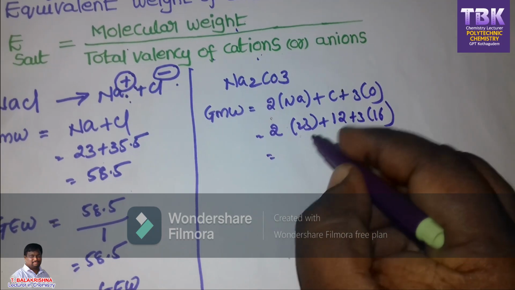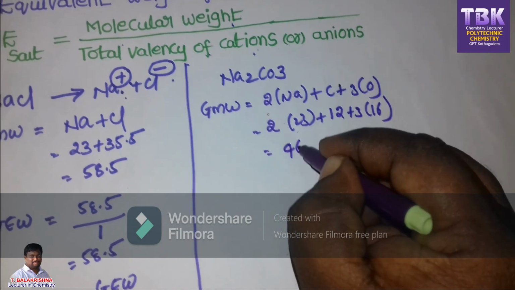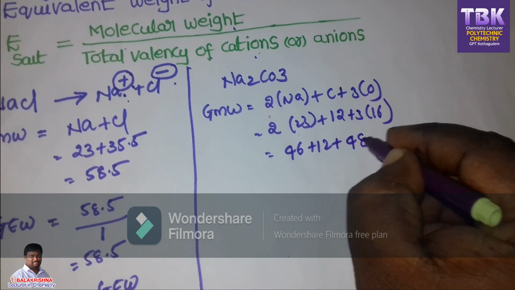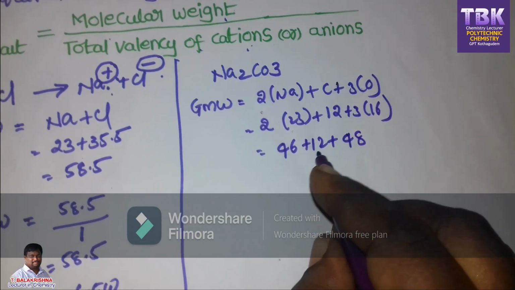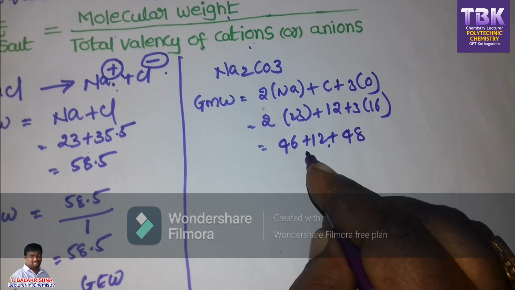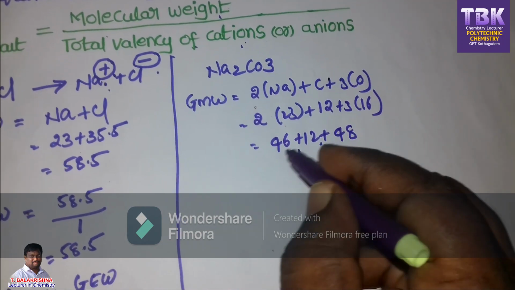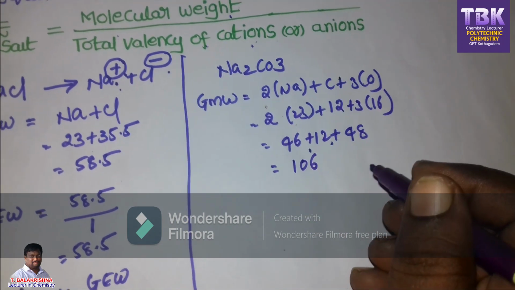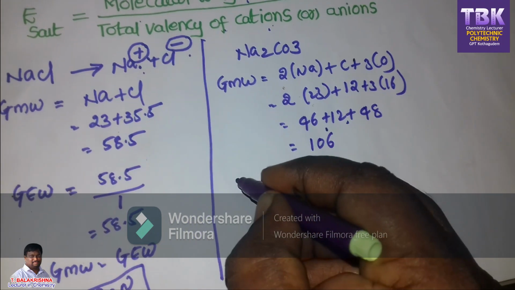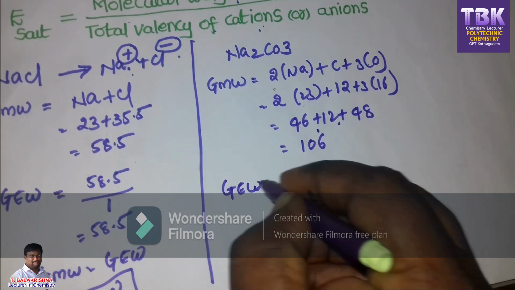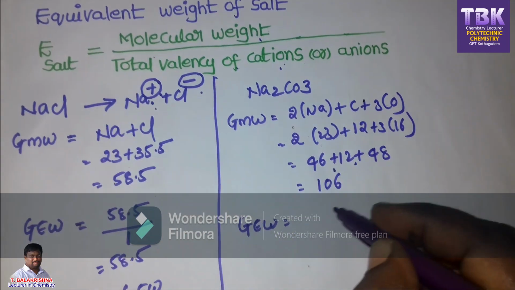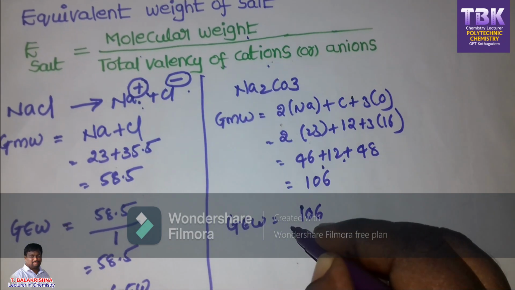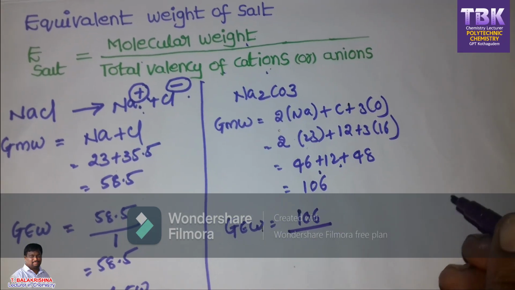Is it clear? 2 into 23 is 46, plus 12, plus 48. So total 106. So 106 is the gram molecular weight. If you want to find the gram equivalent weight, what is the molecular weight of sodium carbonate? 106, divided by valency of cations or valency of anions.